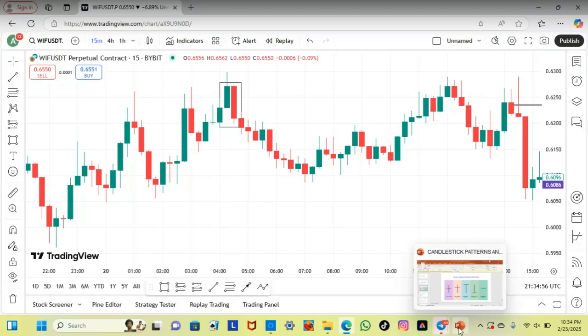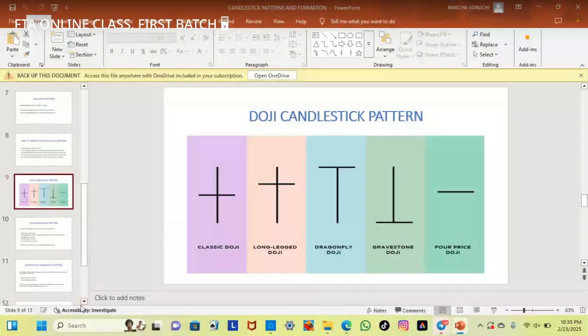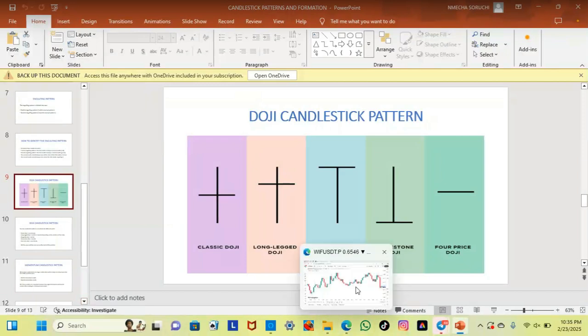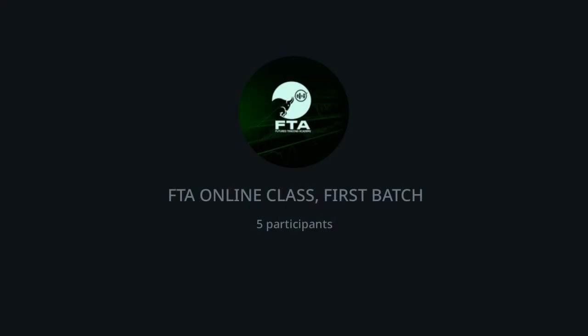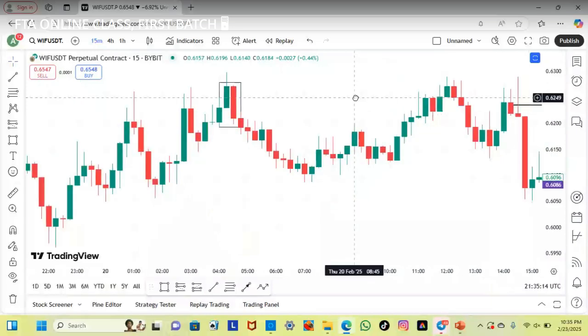So from the example I've given you, I believe whenever you see these candlesticks on the chart, you will know what to do next. Okay, let me give you an example of a momentum candlestick. A momentum candlestick. Look for a perfect one.